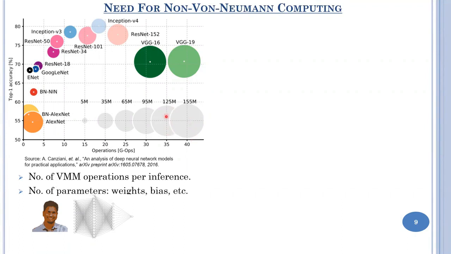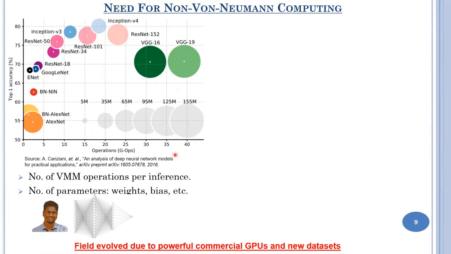So this field has developed not only because of developments in new algorithms or new datasets, but because we had the computational capability to run these computationally intensive applications. For instance, this neural network field is not very new. There have been neural networks since the 1960s, but only after the 1990s were we able to improve the accuracy for any meaningful application.